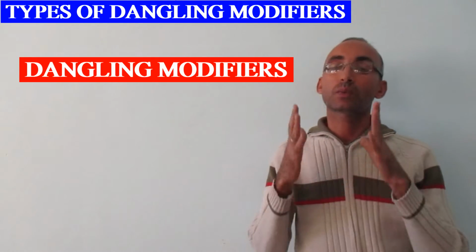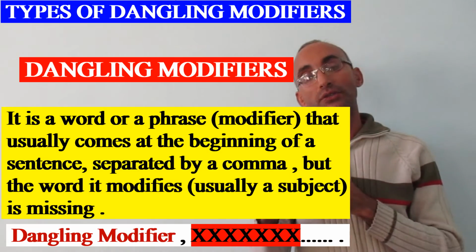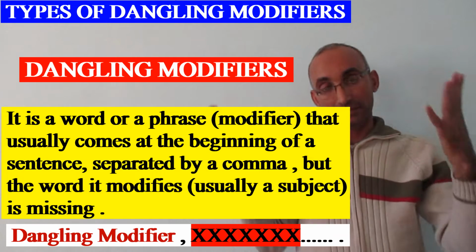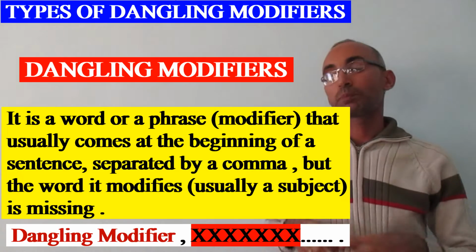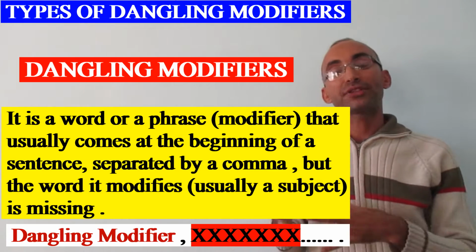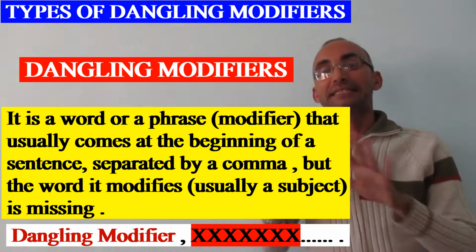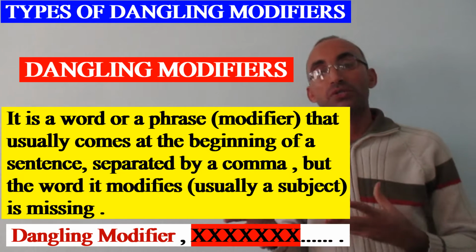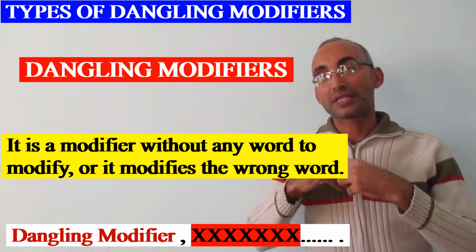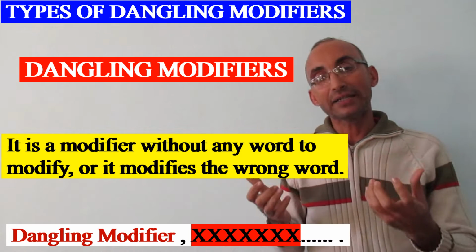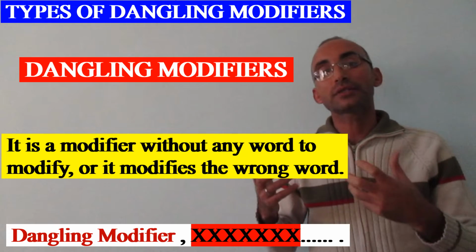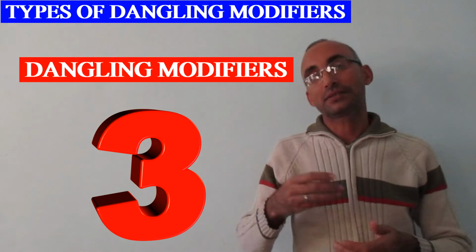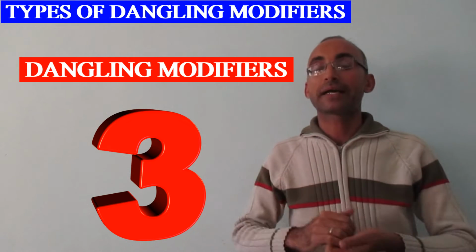We said when we say dangling modifiers we mean a word or a phrase, which usually comes at the beginning of a sentence separated by a comma, but the word it modifies is missing, especially the subject in the main clause. So it's a modifier without any word to modify, or with the wrong word to modify. Good. Now we have three major cases only as examples.